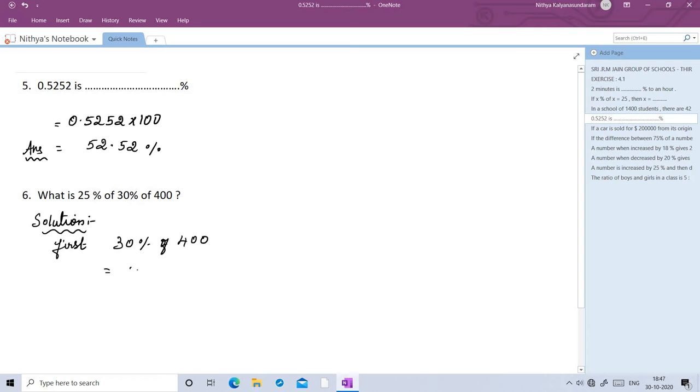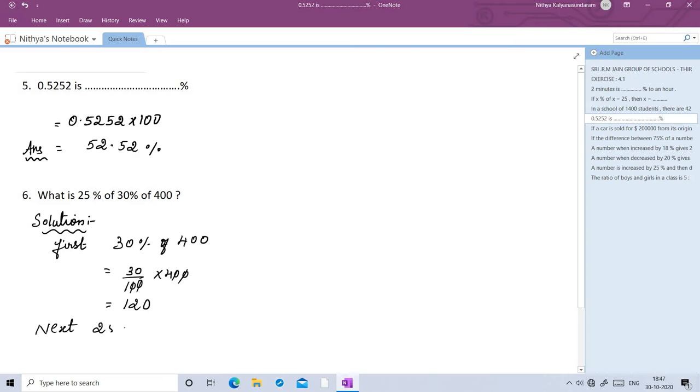So it's equal to 30 by 100 into 400. 2 zeros we can cancel. 30 into 4, 3 4s are 12, 0. It's 120. So 30% of 400 is 120. Next, 25% of that, whatever answer you got for 30% of 400. So we got that, 120. So 25% of 120.